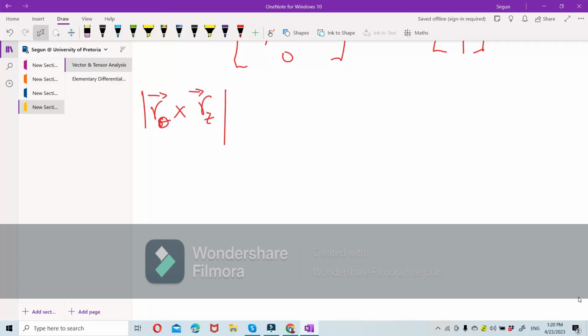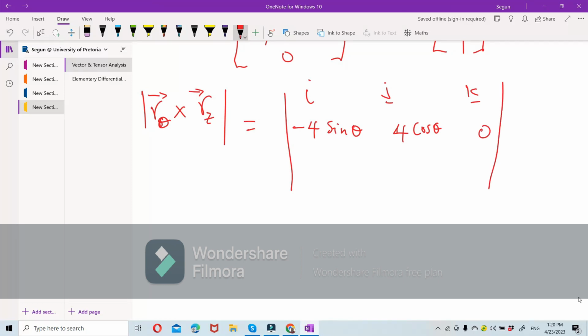So we have to do the cross product now. So the cross product, we have I. The first one, which is the I component, is what? Minus 4 sine theta. We do the one of J, 4 cos theta. We do the one of K, 0. The next one is, you do the one of 0, 0, 1. I hope we have got this one.